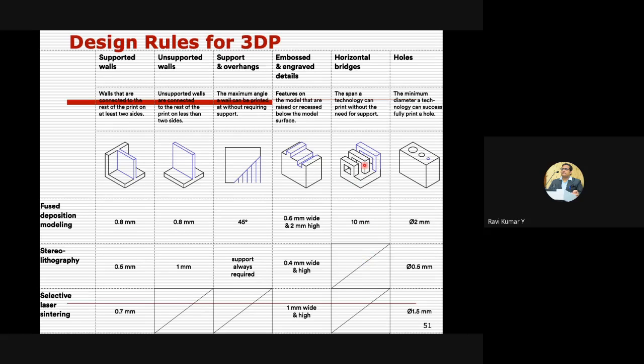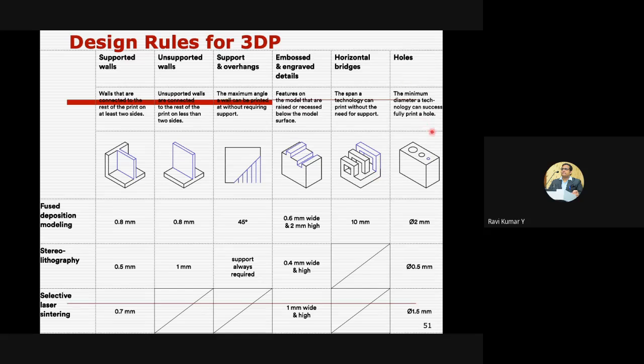Why? Because FDM works as per the demand, it's getting extruded, right? But if you take an SLA system, you have a vat of liquid. Here, it is a bed of powder. So that's how your part is submerged, whether the surrounding is a powder, a liquid, or open. So it will dictate several things, right?